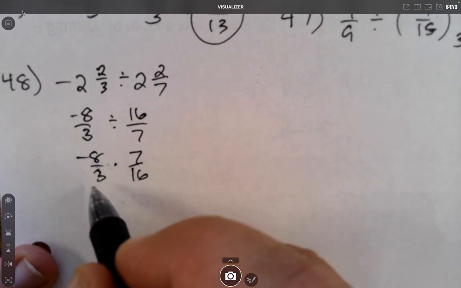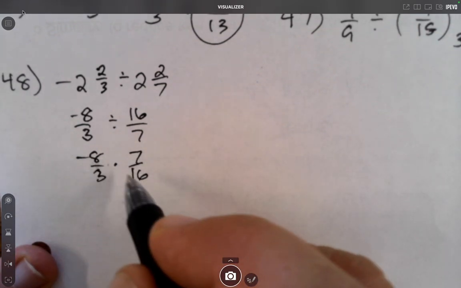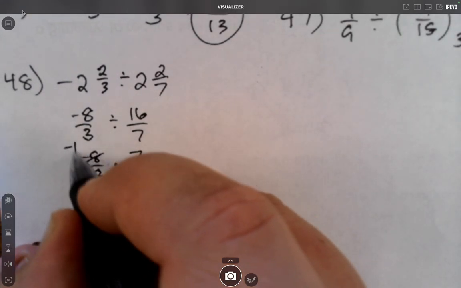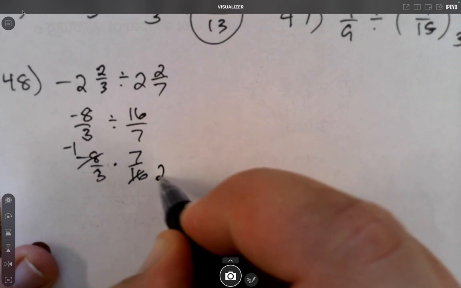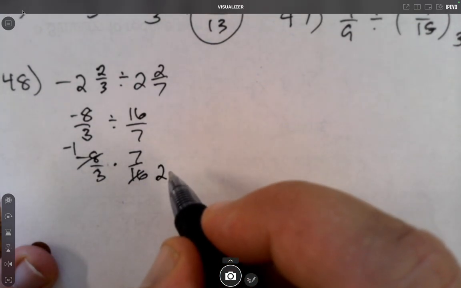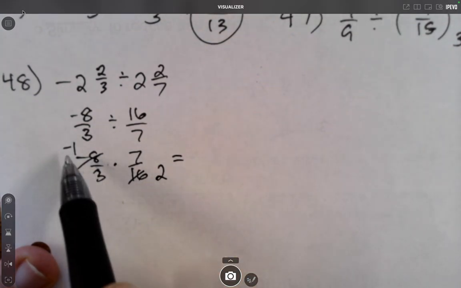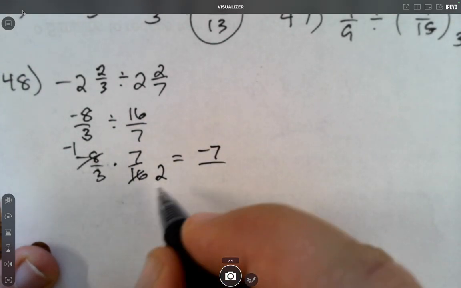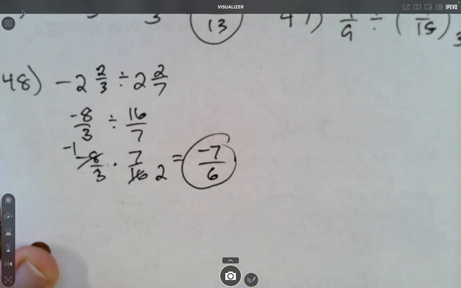3 and 7, there's nothing they have in common. Negative 8 and 16 can both be divided by 8. So divide this by 8 and we get negative 1. Divide this by 8 and we get 2. So now we can multiply. Negative 1 times 7 is negative 7. 3 times 2 is 6.